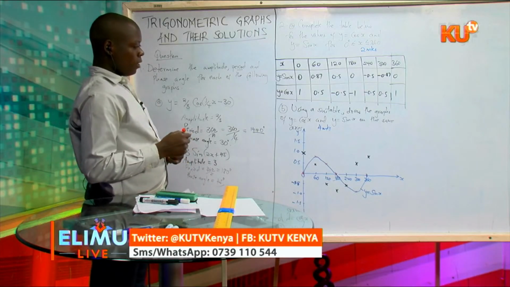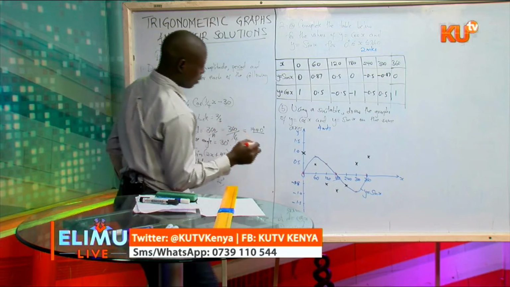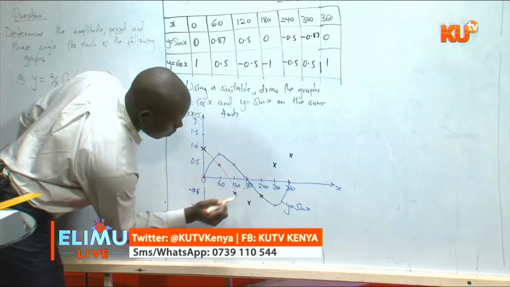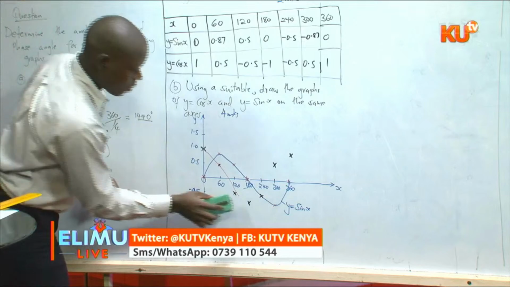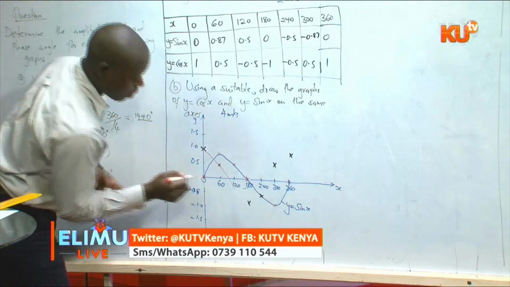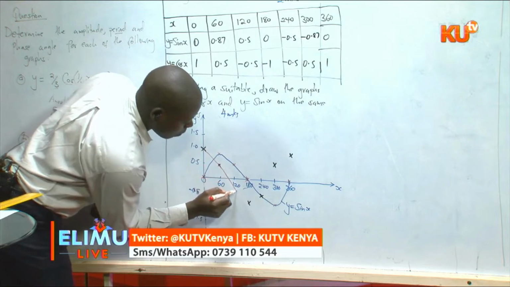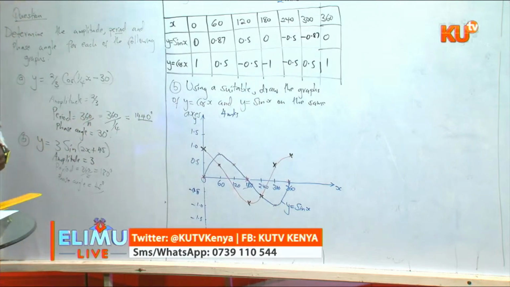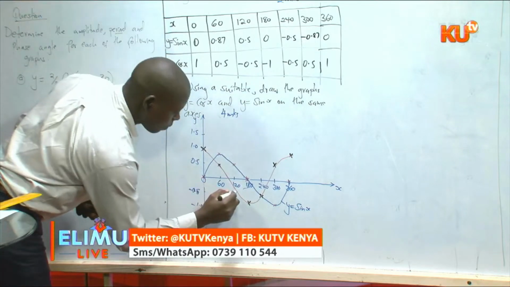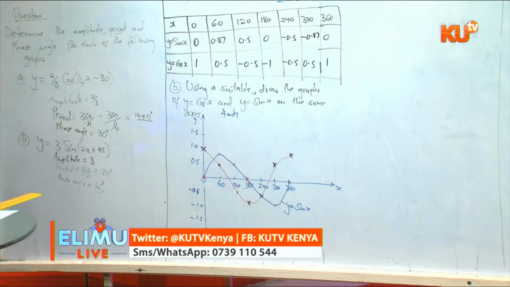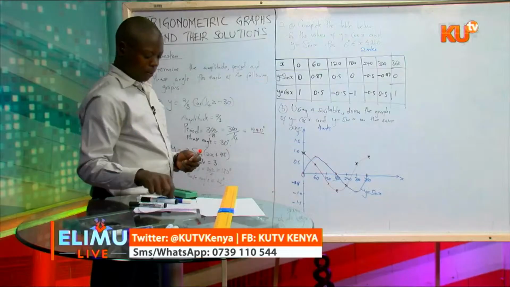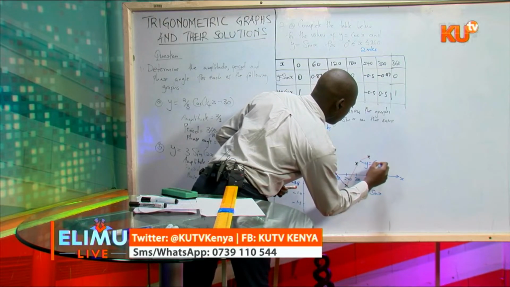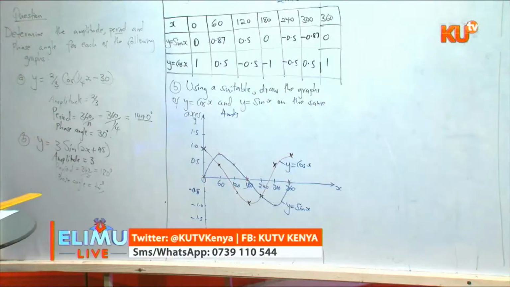Again, we draw the graph by joining those points. It has to be a smooth curve. So that is my curve, which we are going to label. We label this curve y is equals to cos x.